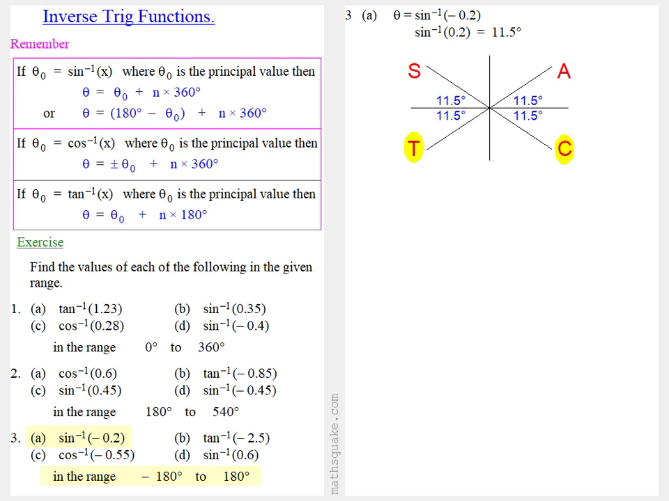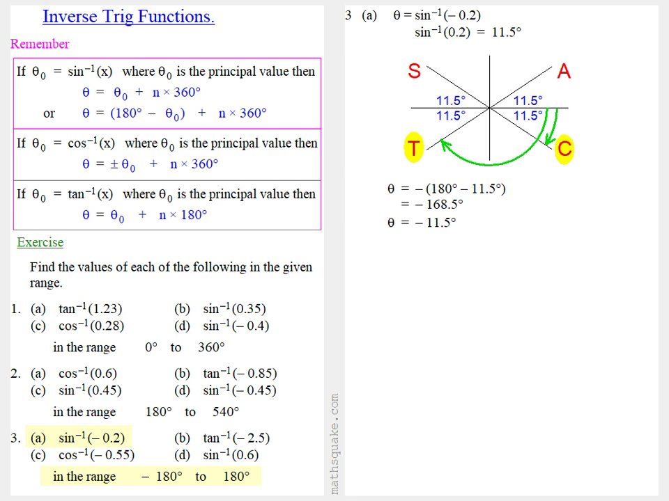And we want the angles between minus 180 and plus 180 in those two quadrants. Now if we go around clockwise to T, that's in the negative direction, then the angle is minus 180 degrees take away 11.5 degrees. That is minus 168.5 degrees. And if we go to C clockwise, that's minus 11.5 degrees.